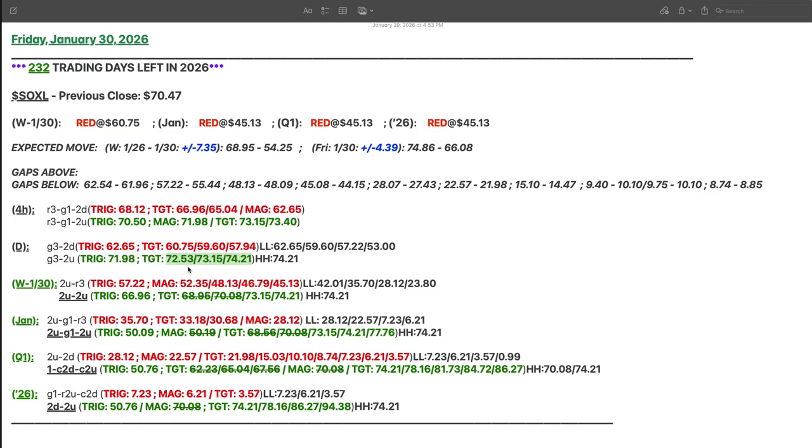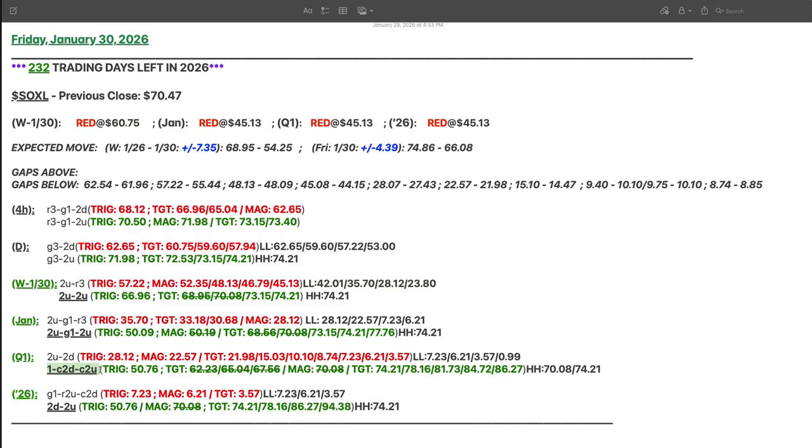All right, looking at the week and above, we've already triggered the 2 up at 66.96. We reached a couple of targets, and we've got a couple more out there. We did again close above 70.47, so we're still in force with the 2 up. Things are still looking good. On the month, 2-1-2 up. We triggered and reached magnitude, and we're just pressing on further.